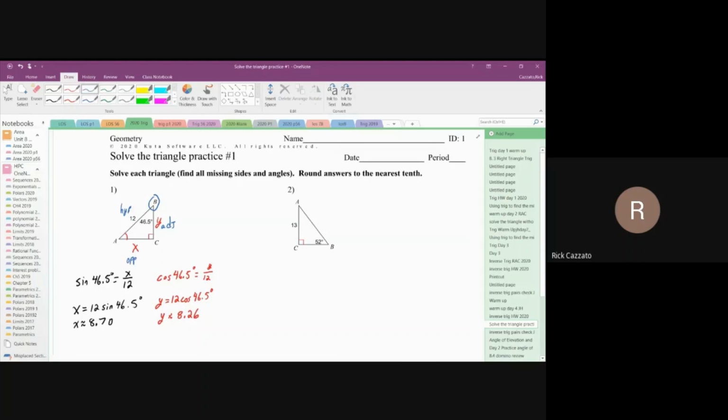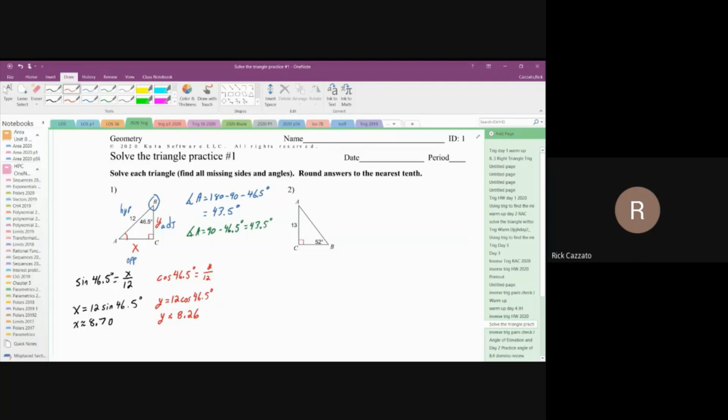The last thing I want to do is find angle A. We know the angles in a triangle add up to 180. So to find the measure of angle A, I could do 180 minus 90 minus 46.5 degrees. And I'm going to get angle A to be 43.5 degrees. Some of you may realize you could just figure out angle A by doing 90 minus 46.5. Either way, you get the same answer. So if you want to pause the screen, try problem number 2, you can. Otherwise, you can continue watching.